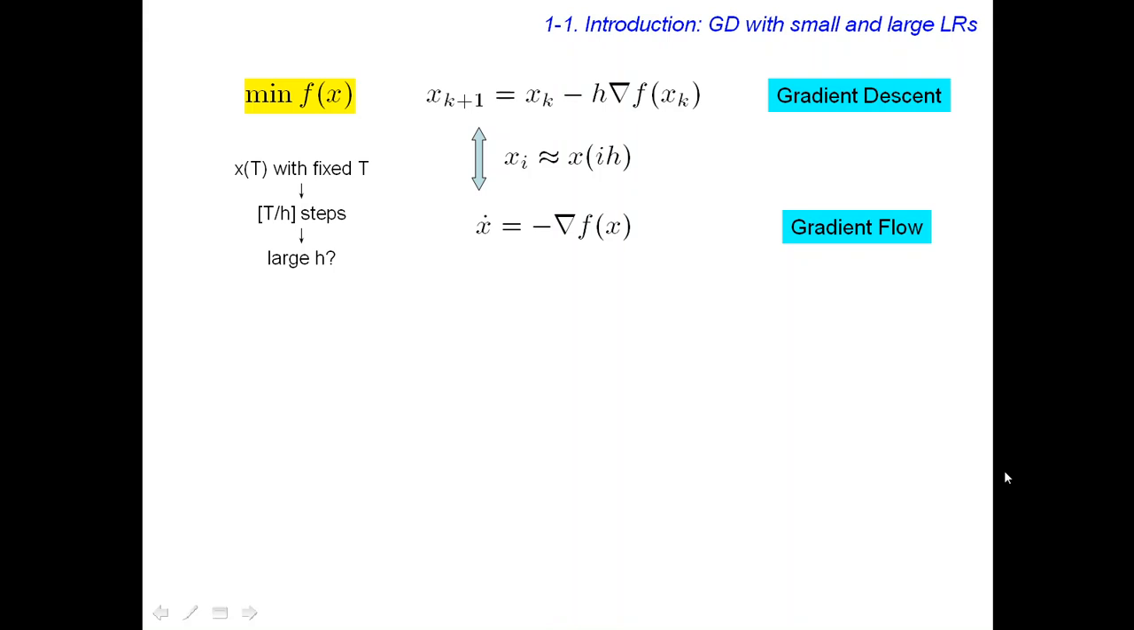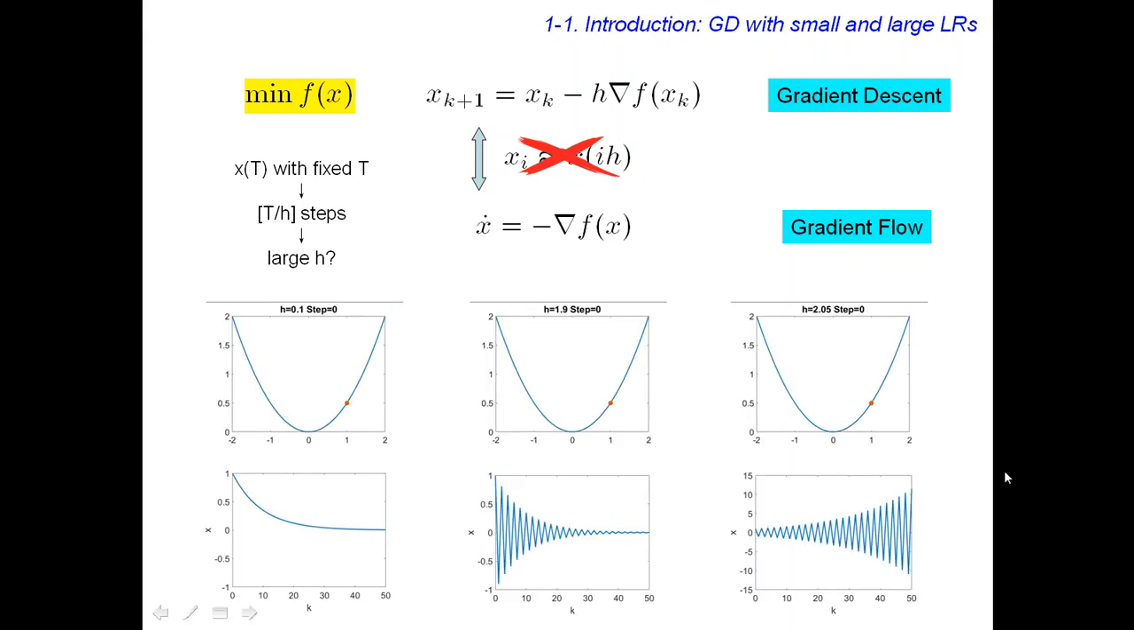Therefore, it's very common that people want to use a large h, because this way you will have fewer steps and therefore more efficient computation. There is one catch though. The catch is that if h is too large, then the gradient descent iterates are no longer a good approximation of the continuous solution. And here are some simple examples.